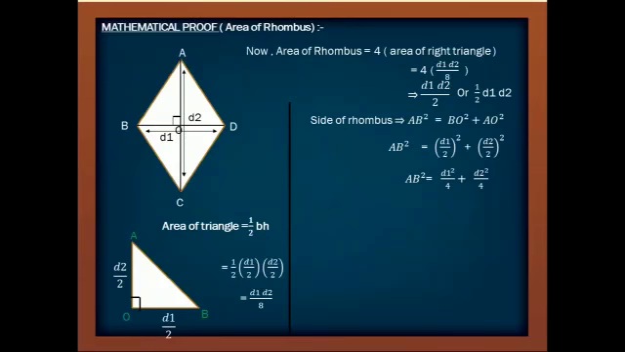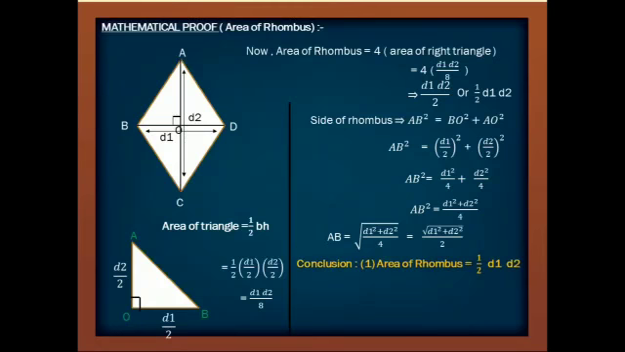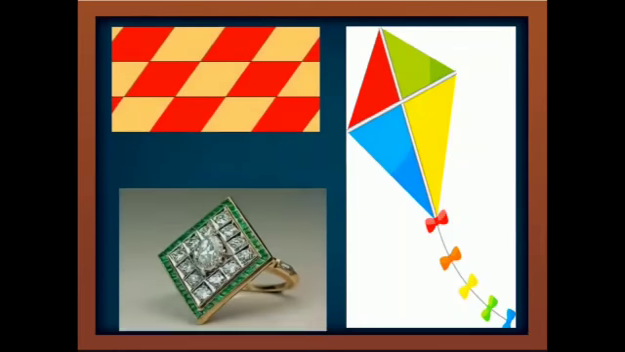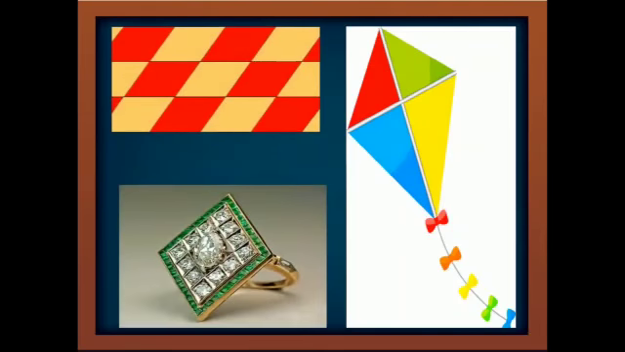If you want to find out AB, find its square root, that is AB is equal to square root of D1 square plus D2 square by 4. It's nothing but square root of D1 square plus D2 square, divided by 2. Therefore, we got area of the rhombus as half into product of its diagonals. If you want to find the side of the rhombus, it's nothing but square root of D1 square plus D2 square by 2. So we can check so many real life examples about the rhombus. Thank you.